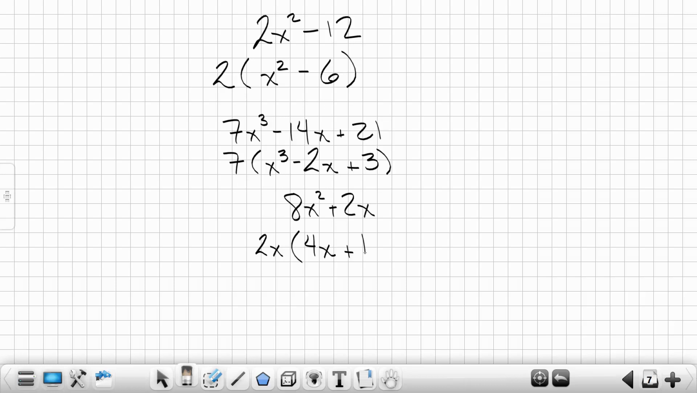Remember, that's where we have to remember that factoring is a division process. Factoring is a division process. So when I divide 2x by 2x, I do get that 1. And we can do a quick double check, going in the other direction. Is 2x times 4x 8x squared? And is 2x times 1 2x?